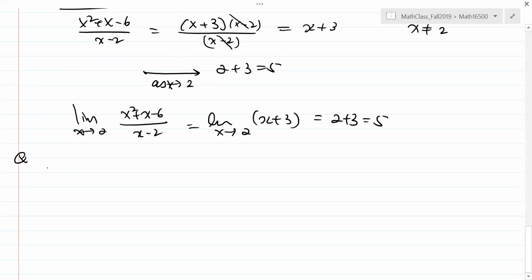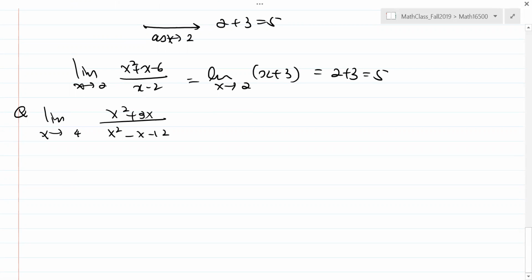Let's do the next problem. Well, first, let's plug 4 for x into the numerator. If you plug 4 for x into the numerator, it will be 4 squared minus 4 minus 12, 16 minus 4 minus 12, that's going to be 0. Okay, so 4 is not in the domain of the function. But this time the denominator is also going to be 0.